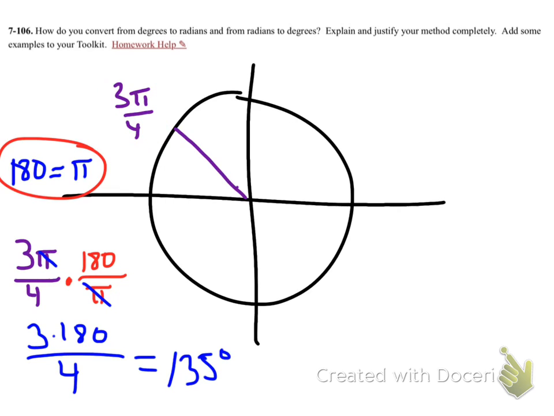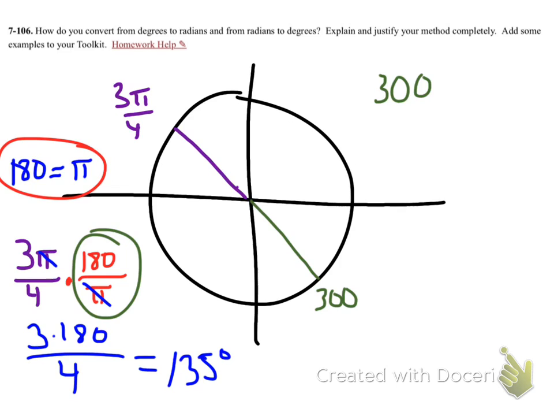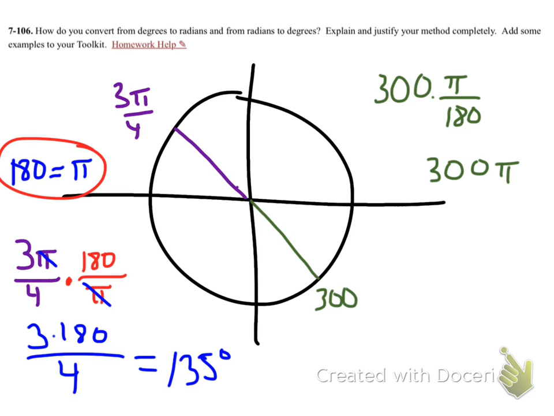Now another example is if I want to convert from degrees to radians. So I'm going to pick some degree measure. Let's go with, how about 300 degrees? Now, my answer, I want to have it in radians. So instead of multiplying by what I did last time, I'm going to use its reciprocal, and I'm going to multiply by pi over 180. Again, pi over 180, they are equivalent, so that's a giant 1. But now when I multiply these, I'm going to get 300 pi divided by 180, and now I can just simplify.